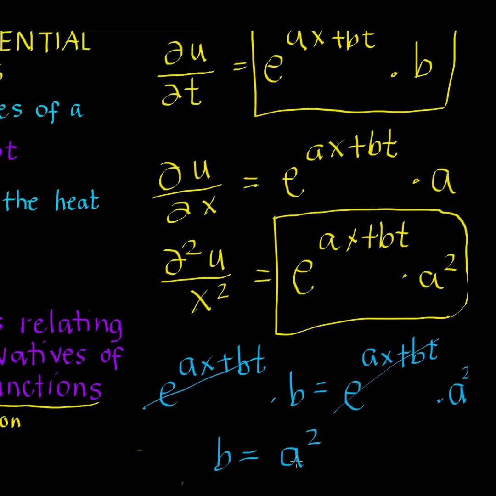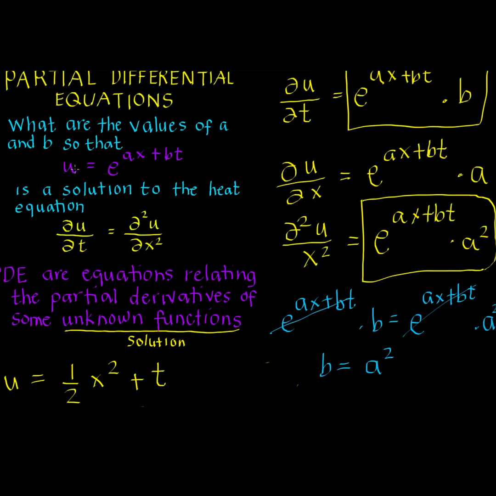So when b is equal to a squared, then this function u equals e raised to ax plus bt becomes a solution of this heat equation. And so this is the required relationship between a and b that can satisfy this partial differential equation. We'll have more examples of partial differential equations in our next videos.